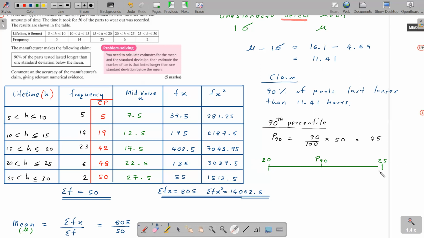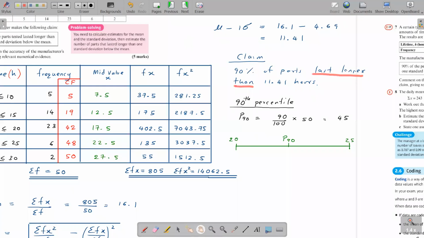Okay, so what does this tell us about the manufacturer's claim? The claim is false, isn't it? Okay. Let's give a statement on this. Okay, guys, over here, actually, the 90th percentile is not actually what we need to find. Let me explain it to you.